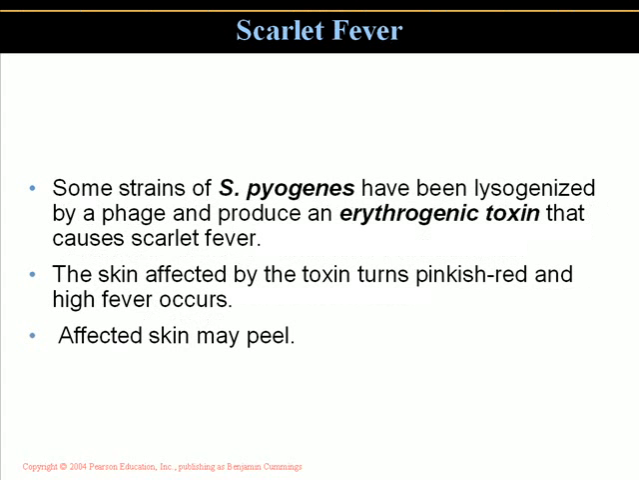Scarlet fever, strain of Streptococcus pyogenes. In this particular case, the organism secretes a toxin, an erythrogenic toxin that causes scarlet fever. Now, erythrogenic toxin meaning that it is going to primarily affect the red blood cells. The skin gets affected by the toxin and will turn a pinkish red as the fever occurs. The affected skin may also peel after the fact.